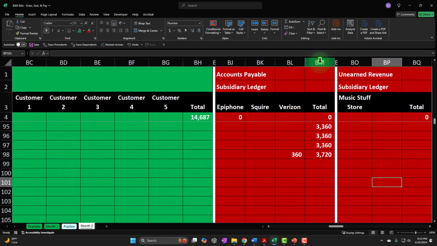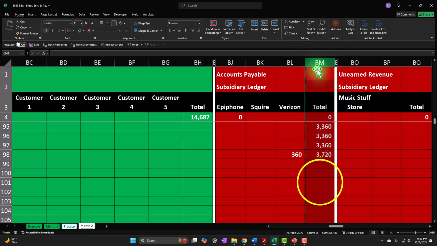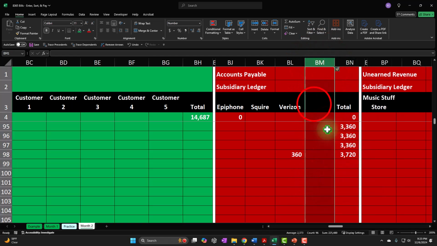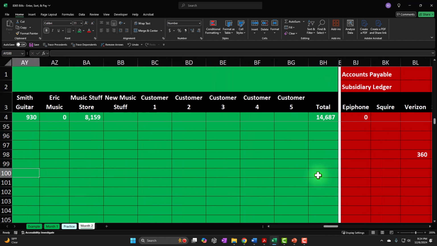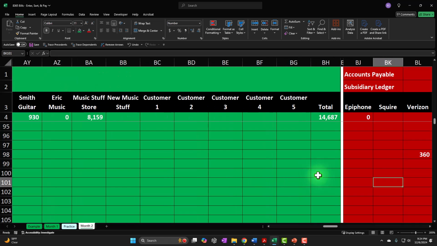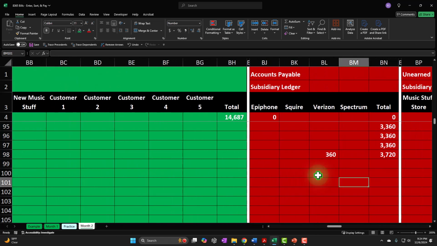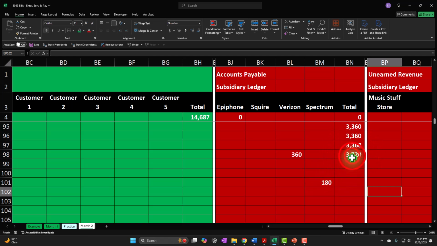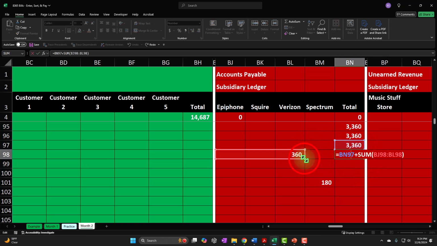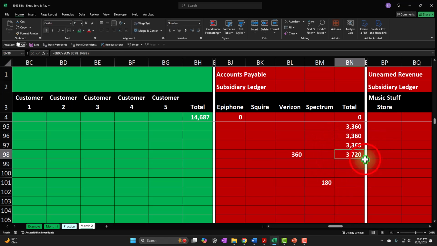So I'm going to put my cursor on column BM. Right click on it, insert, and this is going to be Spectrum. Let's see where my zeros ended last time. Right there. So that's where it needs to be. So Spectrum's going to go up on the subledger by 180. Let's pull the balance down, which needs to be added now. So my added column, add the column, enter, pull down the balance.